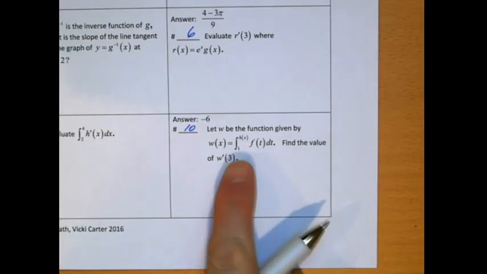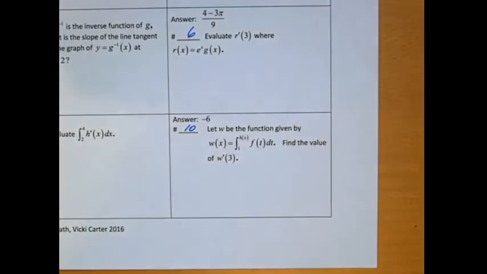Okay, we're going to look at the 10th one, but again, it's a fundamental theorem of calculus situation. It says let w be the function given by w of x is the integral from 1 to h of x of f of t dt. Find the value of w prime of 3.